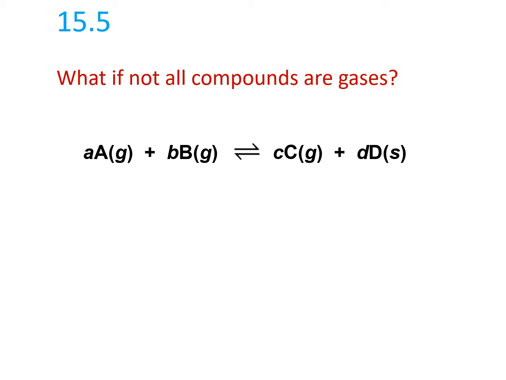So here we have an equation where we have reactants A and B, both of them gases, and then we have a product C that's a gas, but then we have a product D that ends up being a solid. In order to come up with the equilibrium constant, our formula would have C in it. The only product would be C. We're not going to include D in this, but then we would have both of the reactants A and B because they are gases. This is what this looks like when one of your compounds in your equation is something other than a gas.